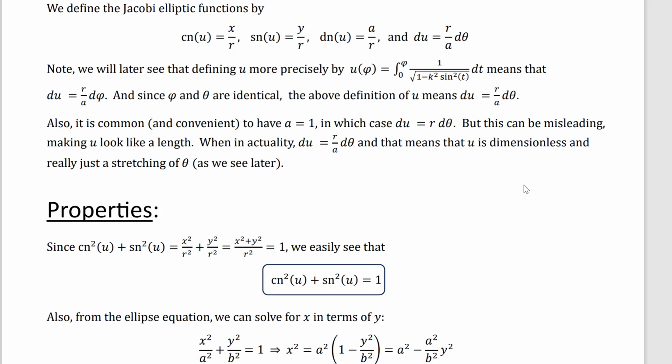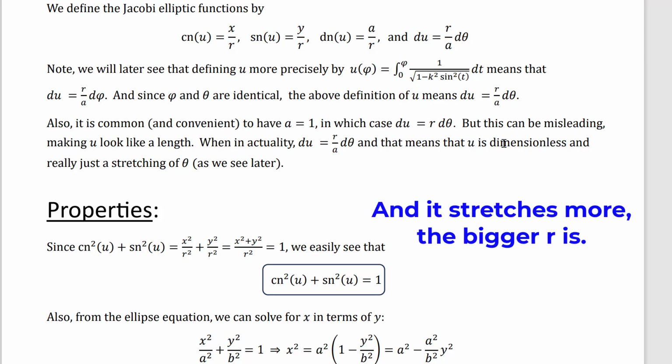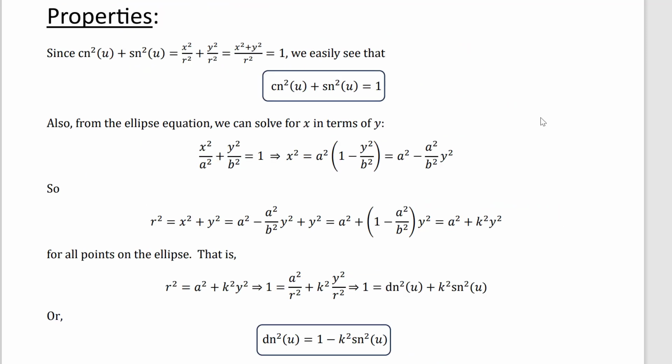And as I wrote here, when you fix a to be 1, it looks like du is r d theta. And that kind of looks like a length. It would be like a length on a circle or something, but it's misleading. You divide it out by the minor axis, so it really should be a dimensionless quantity. And so really what du is, it's just a stretching of theta, as we'll see, and it stretches the bigger r is. I guess I'll continue with the property.